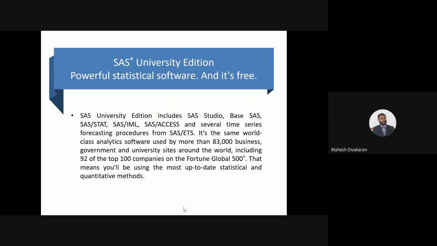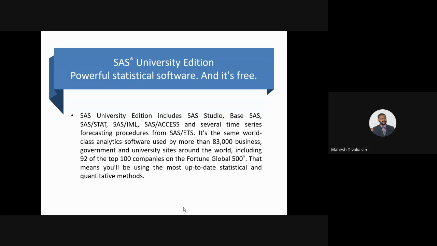SAS is very costly software, and if you want the SAS enterprise version, you have to pay lakhs of rupees for that. But for students who want to start practicing big data analytics, predictive analytics, machine learning or data science with SAS, SAS gives you a university edition. It has fewer functions compared to the enterprise version, but it's powerful software too, and it's free.